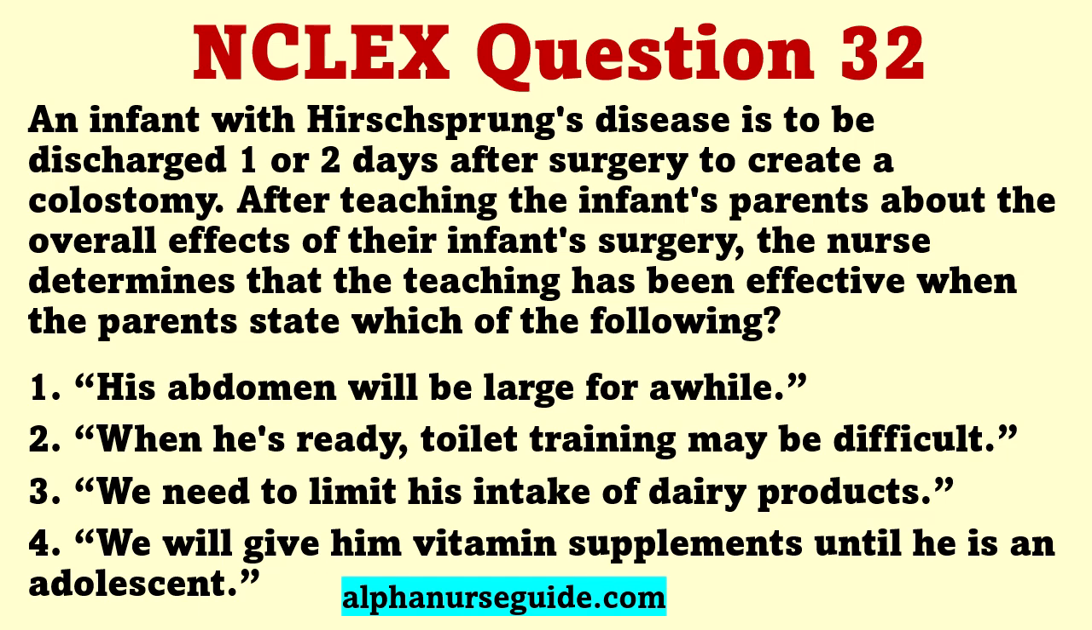The correct answer is 2. Toilet training is commonly more difficult for children who have undergone surgery for Hirschsprung's disease than it is for other children. This is because of the trauma to the area and the associated psychological implications. Abdominal distension is an early sign of infection, and therefore the parents need to report it to the primary care provider. Typically, dietary restrictions are not required. Usually, the infant is placed on an age-appropriate diet. Vitamin supplementation is not necessary if the infant's dietary intake is adequate.